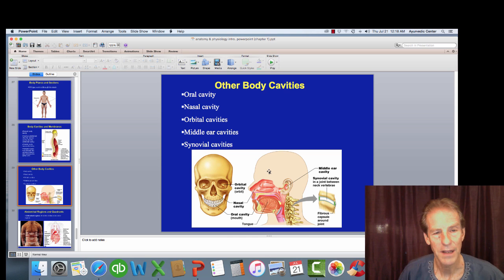Other body cavities include the oral cavity of the mouth, the nasal cavity of the nose, the orbital cavities of the eyes, the middle ear cavities, and the synovial cavities of the joints.